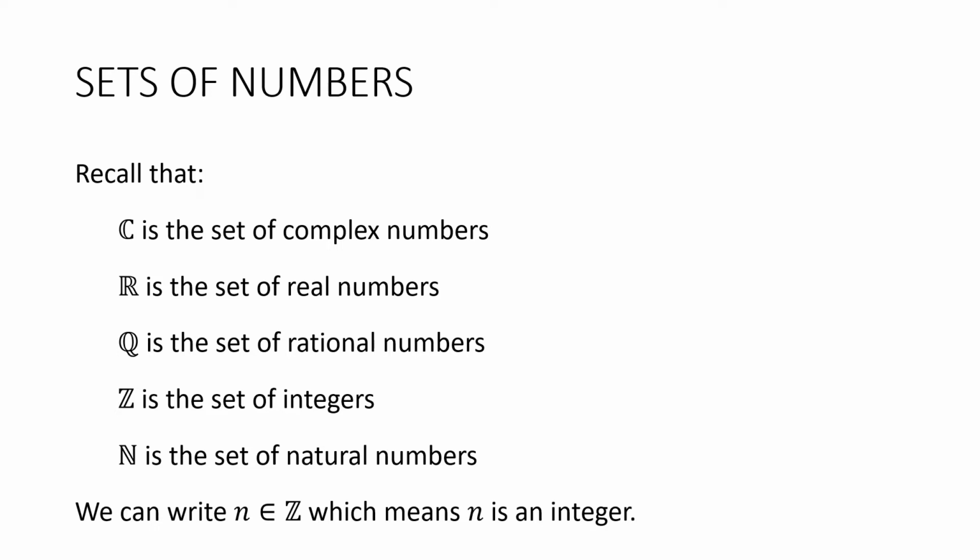Remember that we have some specific sets of numbers. When we were doing complex numbers, you would have learnt that C is the set of complex numbers, R is the set of real numbers, Q is the set of rational numbers, Z is the set of integers, and N is the set of natural numbers. And here's an example of what we might write. N is an element of Z, and that means N is an integer.